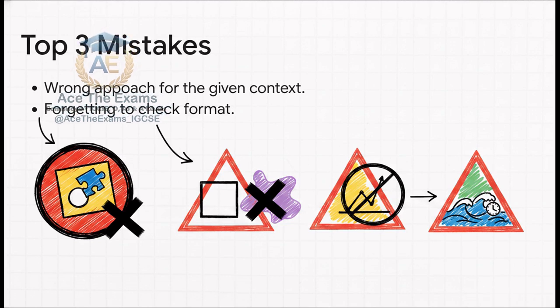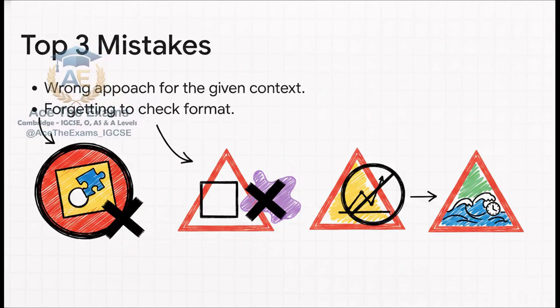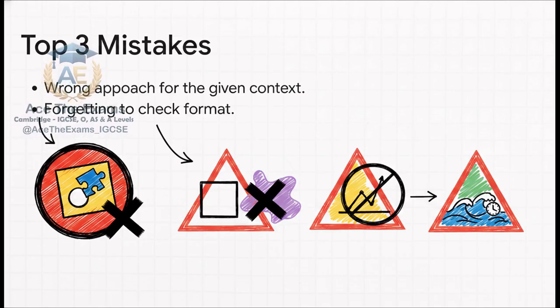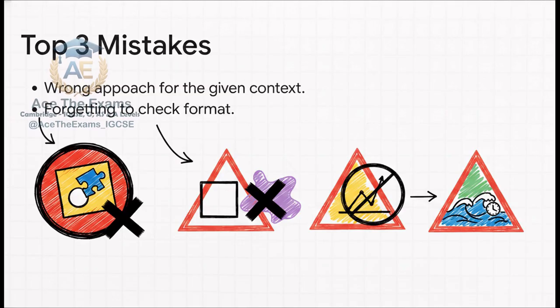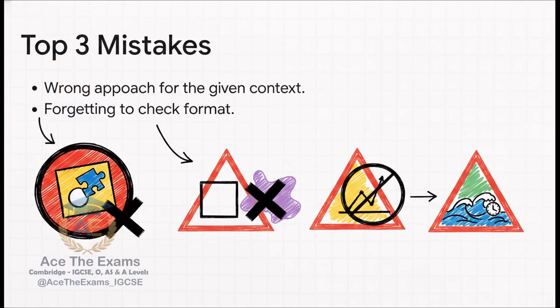Mistake 1. Using the wrong approach for the context. This goes right back to command word decoding. If the question says hence, you must use the previous part of your answer. If you decide to be clever and use a completely different independent method, you get 0 marks. Absolutely 0.